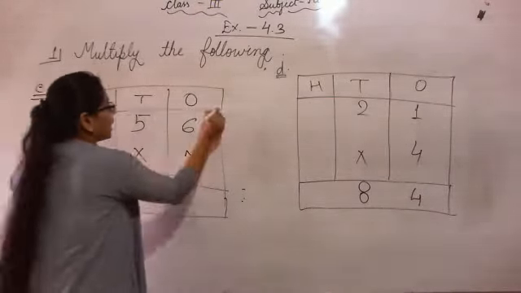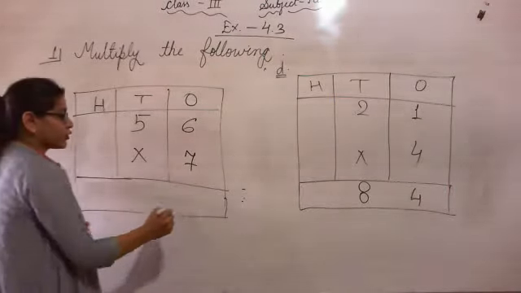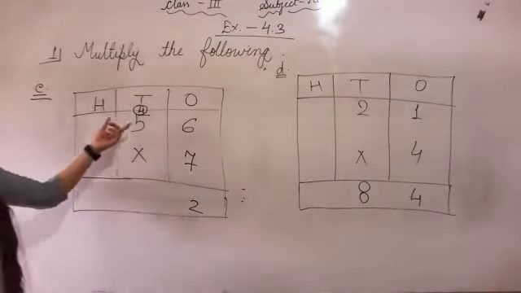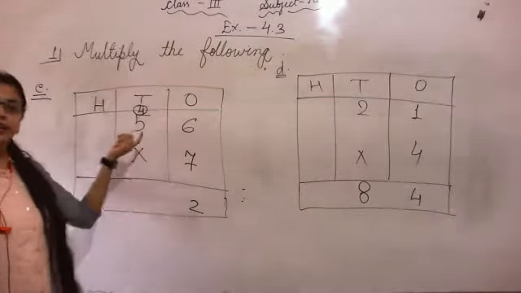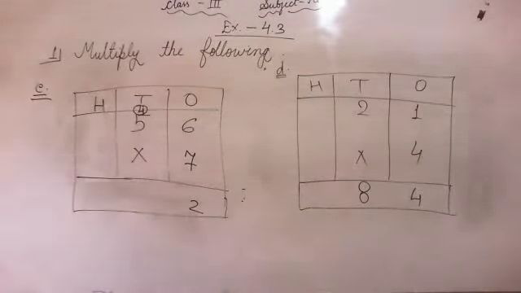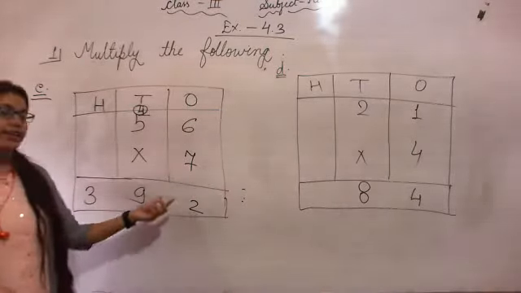So 7 into 6, 7 sixes are 42. So 2 we will write here and 4 we will write in the form of carry in the tens column. Okay. So now we are done with ones. It's the turn for tens. 7 into 5, 7 fives are 35. 35 plus 4 is 39. So we will write 39. So 56 into 7 is equal to 392.